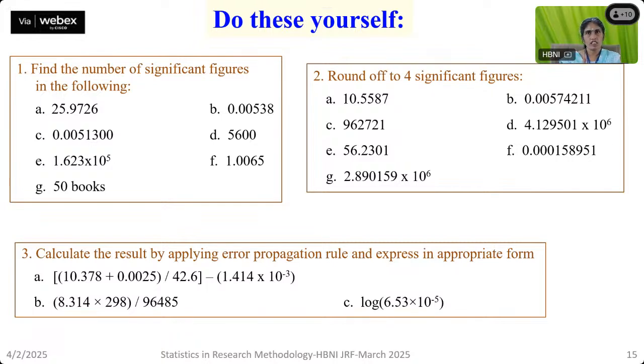Rounding off also up to 4 significant figures. I hope all of you understand 4 significant figures. Start counting from the left one to the right, number of significant figures, rounding off also rules we have discussed in very detail in the last class. In the third question, the error propagation rules, which we discussed just in this class. The third one is new to all of you.